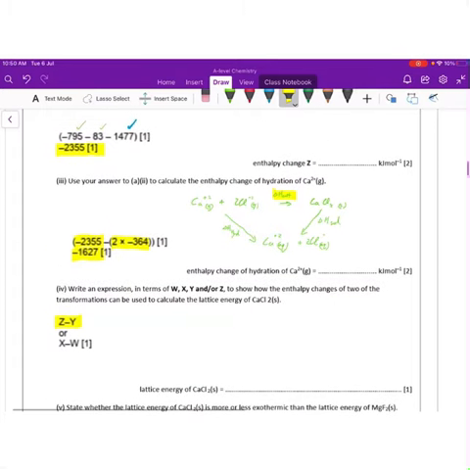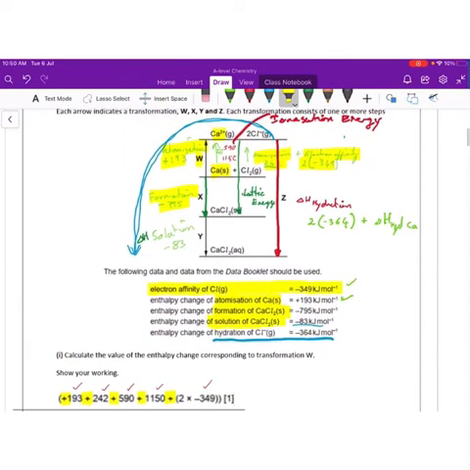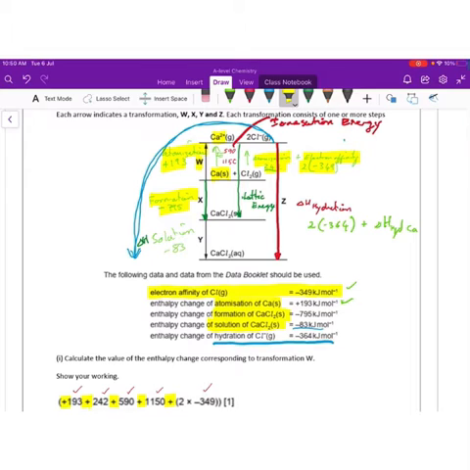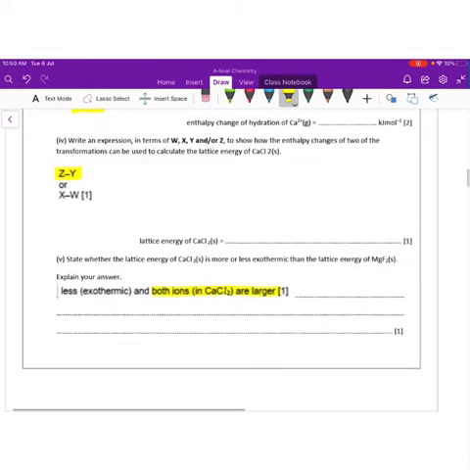Or they say X minus W is also, well, X minus W, because W is going in the opposite direction. So if we change that arrow, it becomes minus W. That's going to give me the same as my lattice energy, this one going down there. Okay, so wow, 7 marks, nice question.